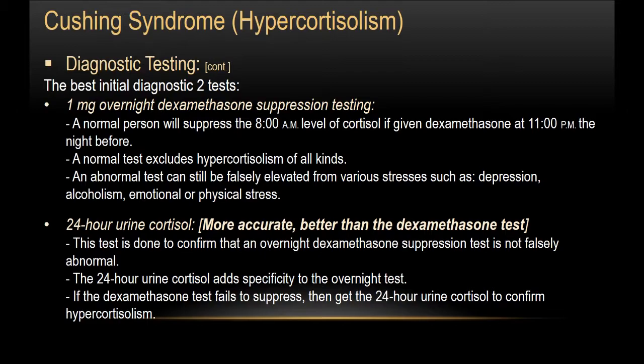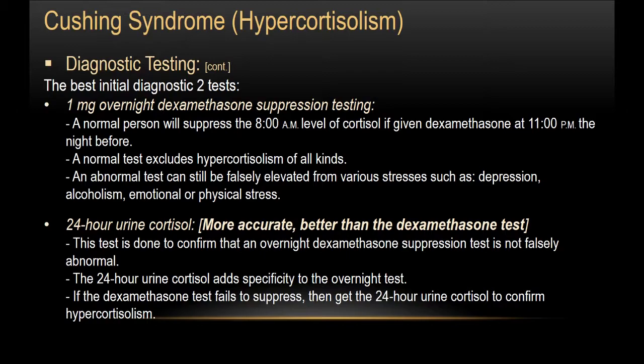When this is high, then you have to do what? You have to do the overnight dexamethasone suppression test. What do we do in this test? A normal person will suppress the 8 a.m. level of cortisol if given dexamethasone at 11 p.m. last night, the night before. A normal test excludes hypercortisolism of all kinds. Abnormal test can still be falsely elevated from various stresses such as depression, alcoholism, emotional or physical stress. This means you can have high cortisol levels in the morning despite your dexamethasone if you have some physical stress. That's why we should always start with 24-hour urine cortisol.